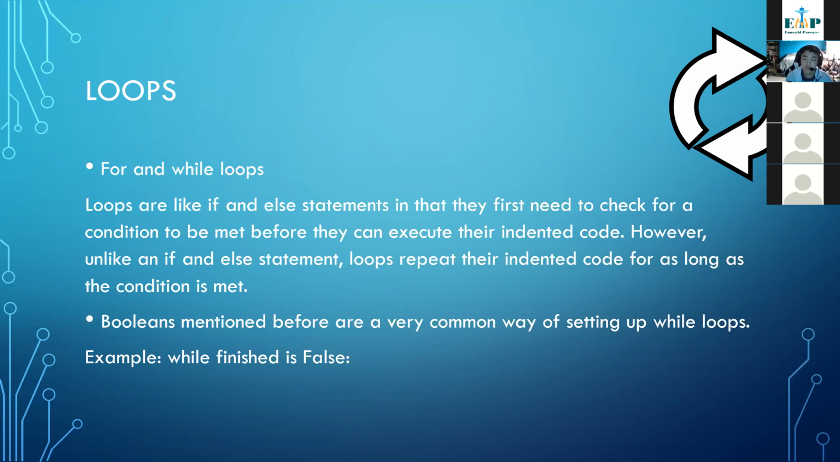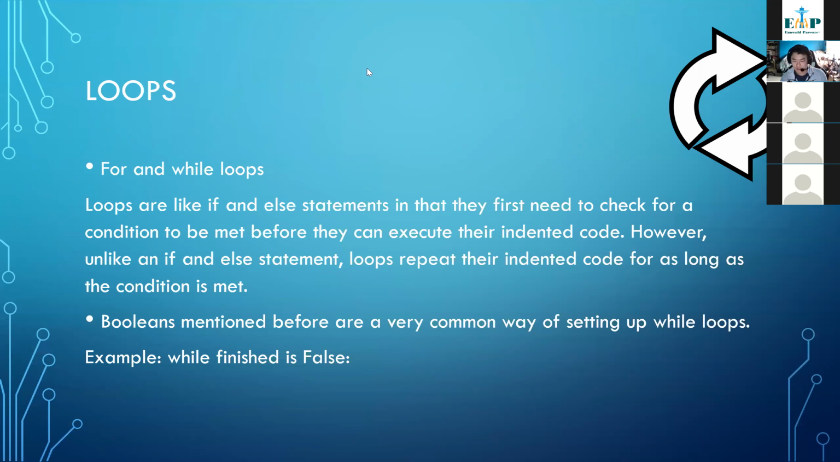So if the condition at the end of the loop code is still met, it'll repeat and it'll just keep going and keep going until the condition is false, hence the word loops. Booleans mentioned before are a very common way of setting up while loops. For example, while finished is false, that will make a loop. It's really common to set up games like that where they can go on and on until the person doesn't want to play anymore, and then they could break it.